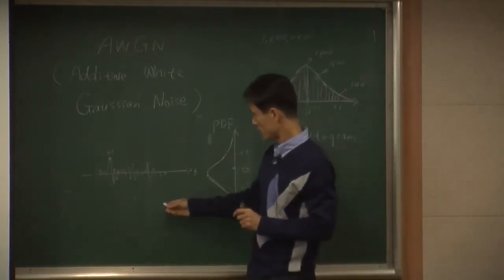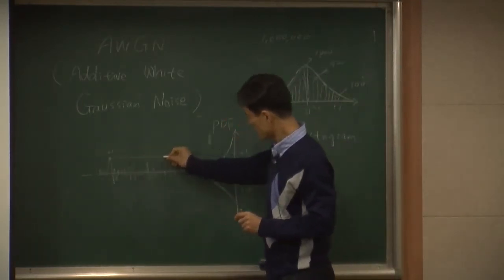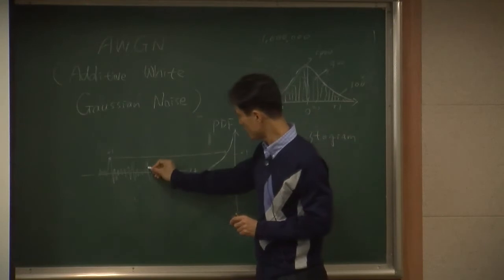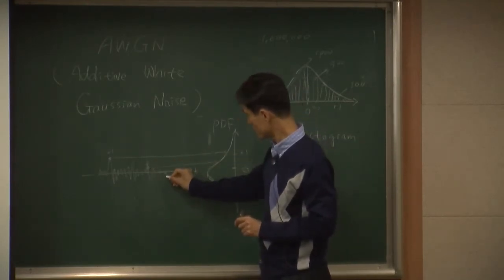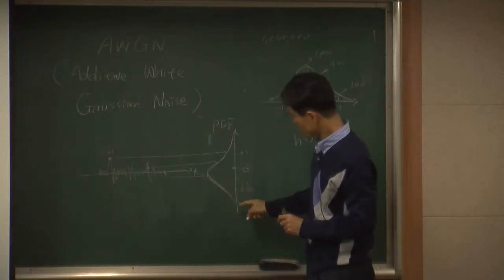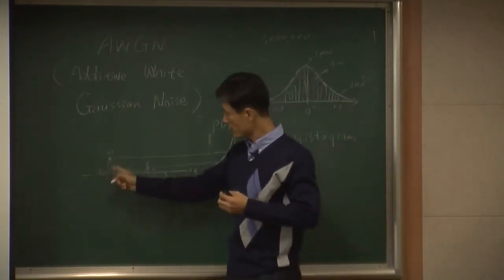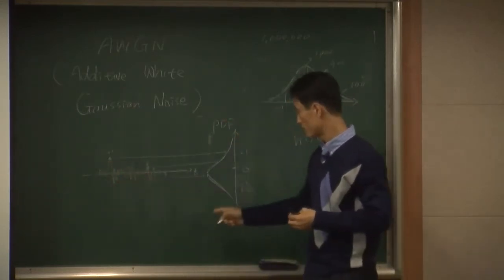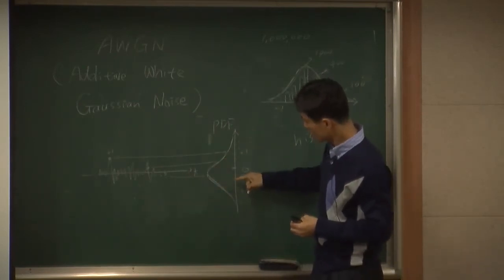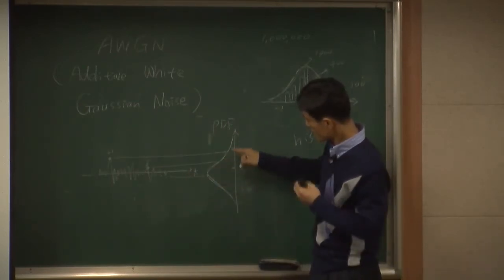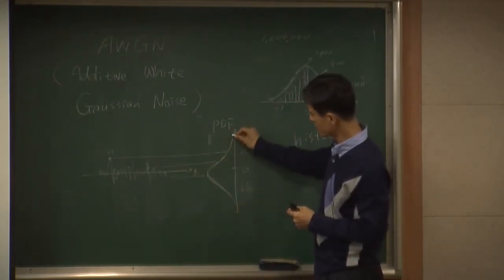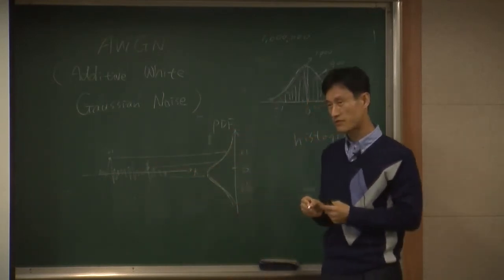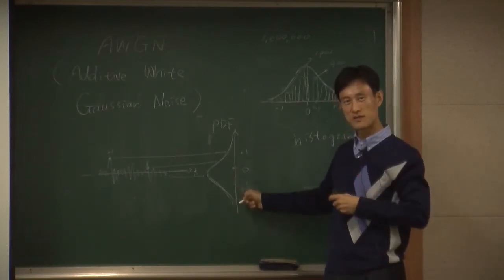Same here, right? So this value here, maybe you get this value sometimes here. Sometimes you get this value here. So when you keep measuring the noise samples, and you keep getting the noise samples and you measure the PDF, then you're going to get this kind of PDF. Do you understand what I'm saying here?